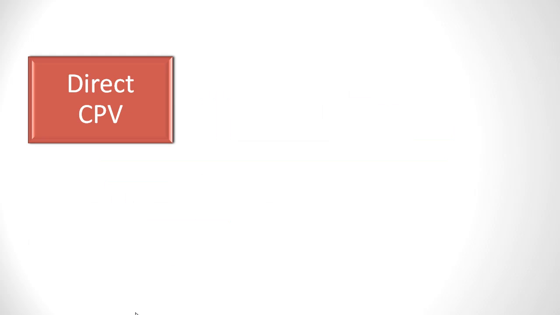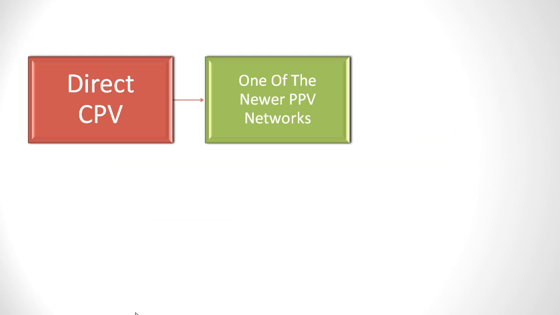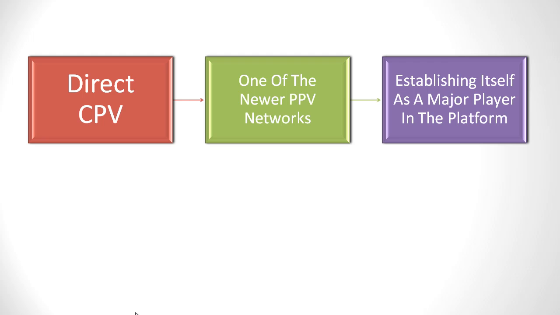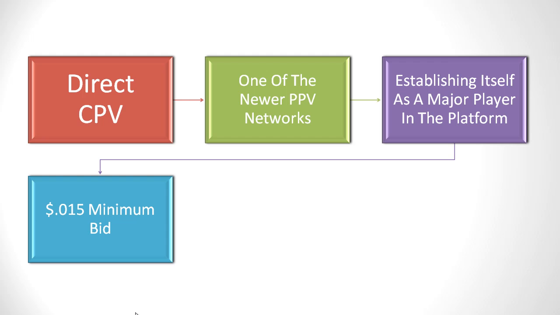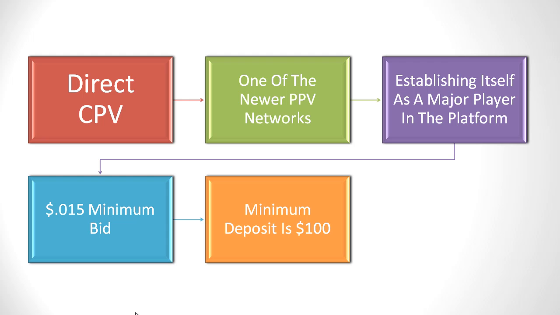Direct CPV. One of the newer PPV networks, Direct CPV is quickly establishing itself as a major player in the platform. At 0.015, their minimum bid is affordable. The minimum deposit is $100.